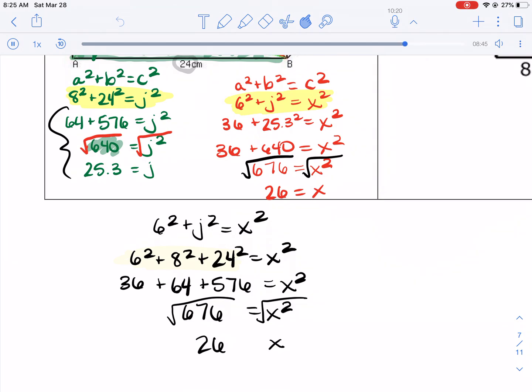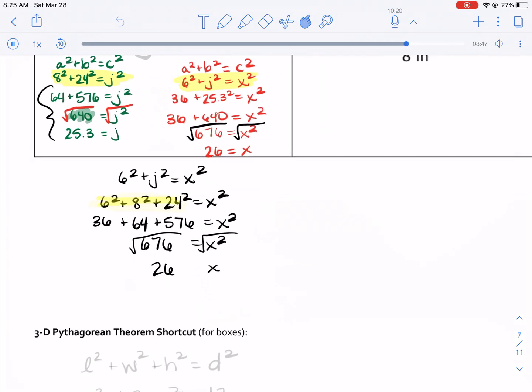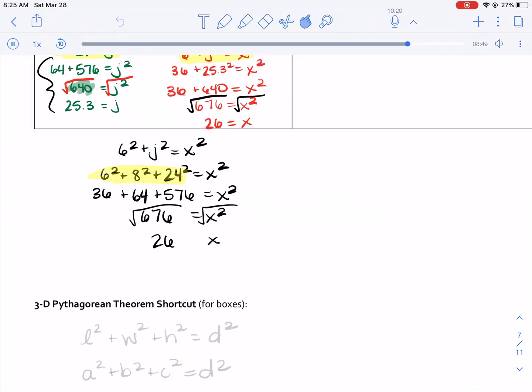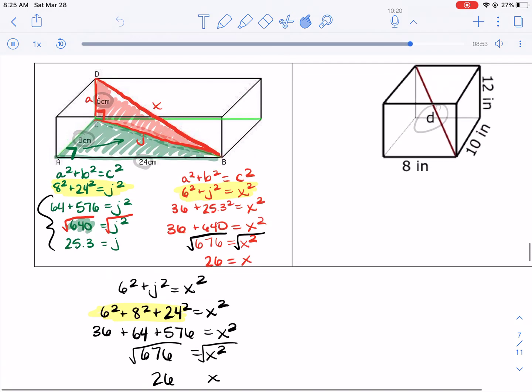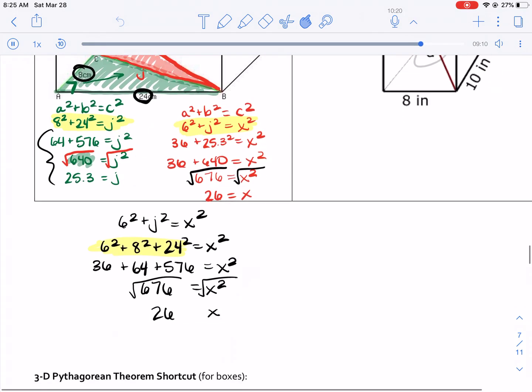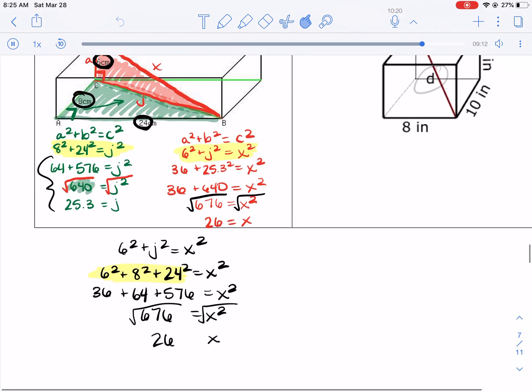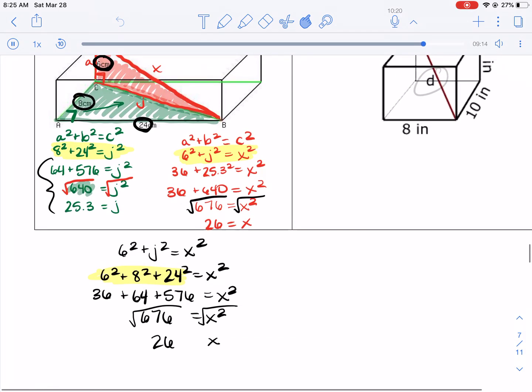Now let's see if we can generalize this. When you look at 6, 8, and 24, what are those numbers? When I look up here, I notice that 6 is this number right here, 8 is this number right here, and 24 is what? So the diagonal of the box, it's just that squared equals all of the sides of the box squared.